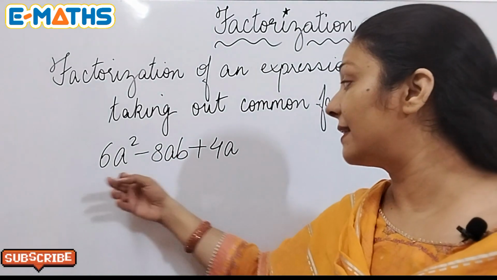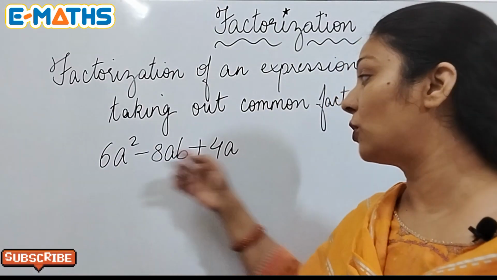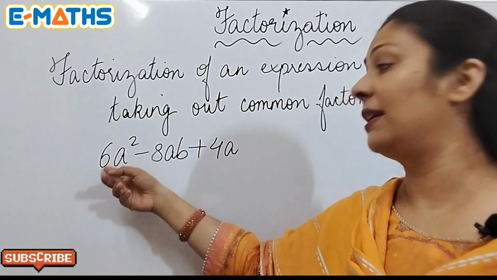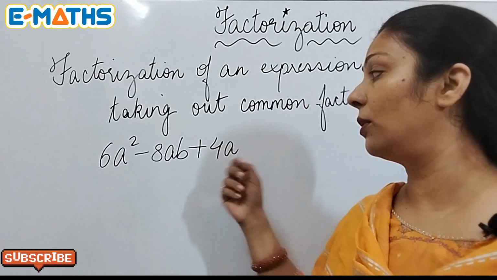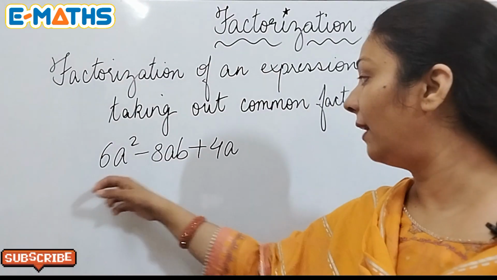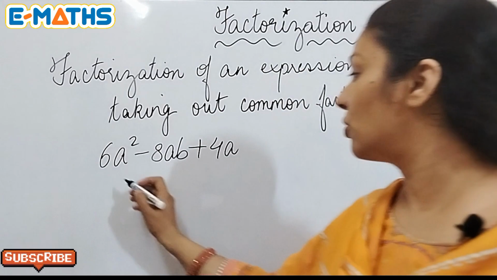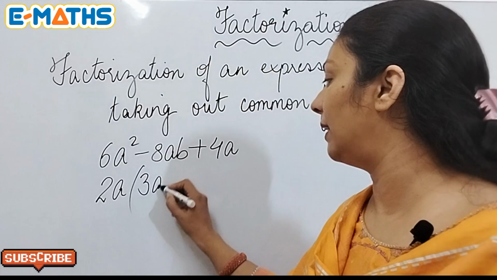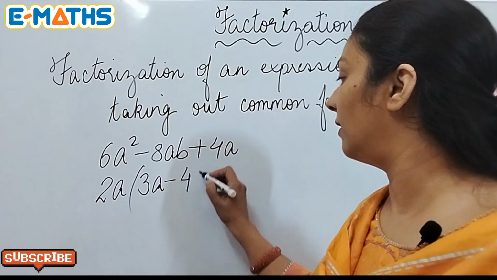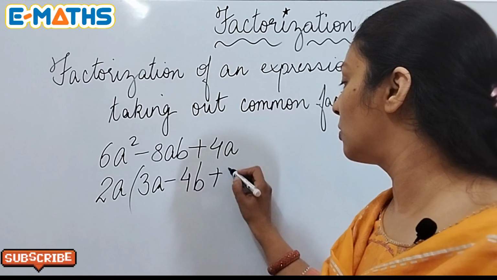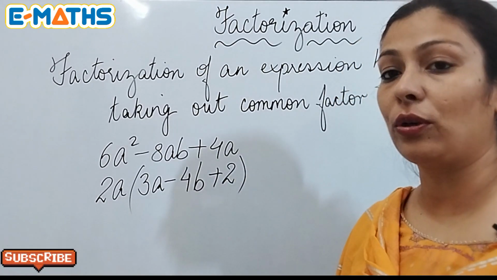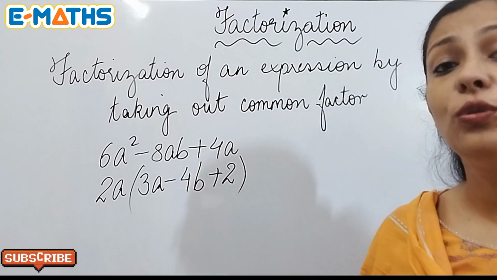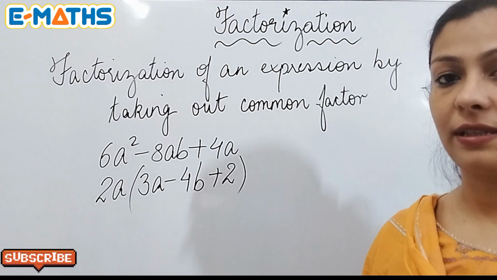If we look at the HCF of these three numbers, all are even, 6, 8 and 4. We can't take out 4 because 6 doesn't come in the table of 4. So we'll take out 2 as common, and from the literals we'll take out a as common. So here you can write 2a, and then what is left? 2 3s are 6, 1 a will be left, minus 2 4s are 8, and b will be left, plus 2 2s are 4, and no variable here because a we have already taken out. So for this the answer is this. This is how we use the common factor method for factorization.